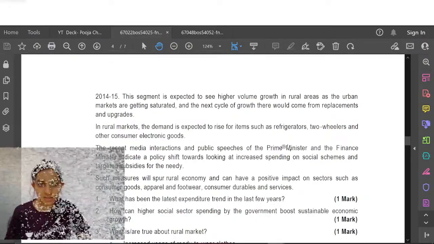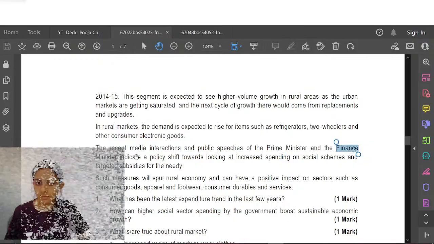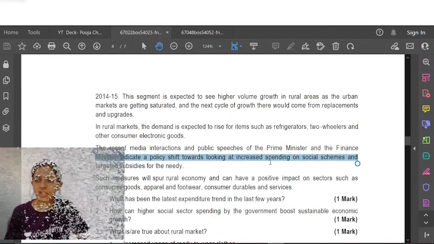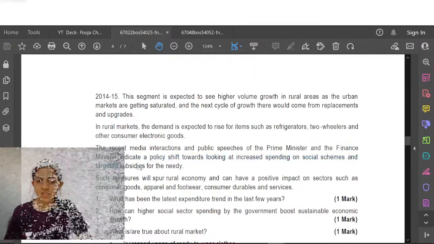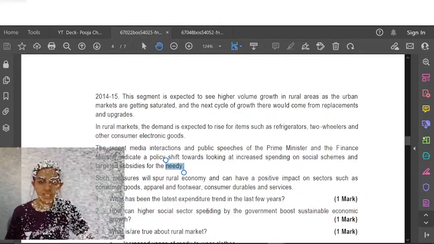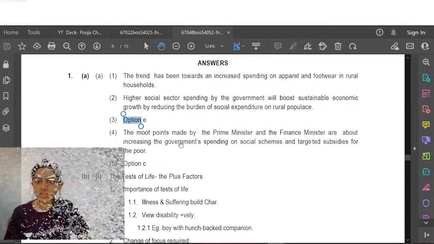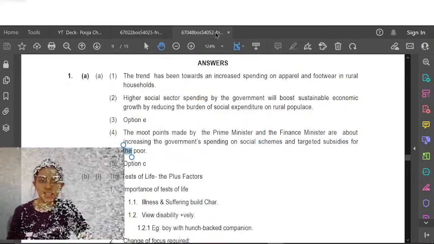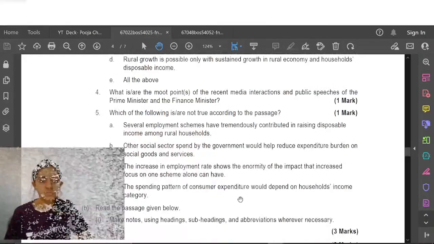So, the interaction and public speeches of Prime Minister and Finance Minister indicate a policy shift towards looking at increased spending on social schemes and targeted subsidies for the needy. Targeted subsidies for the needy. Okay, let's see if our answer matches. Are about increasing government spending on social schemes and targeted subsidies for the poor. See, we are absolutely correct. Okay, now let's see if our last answer matches.